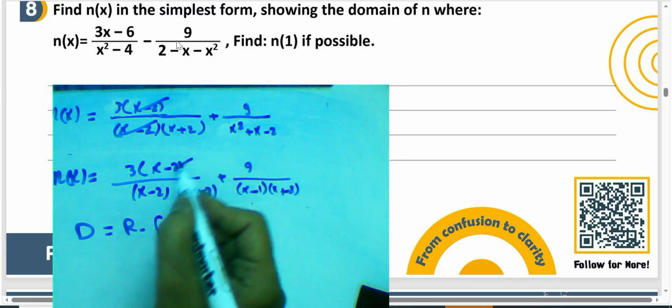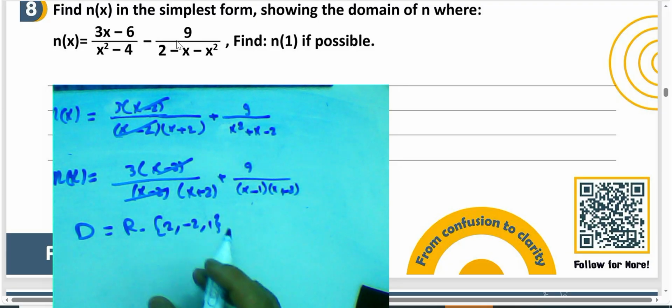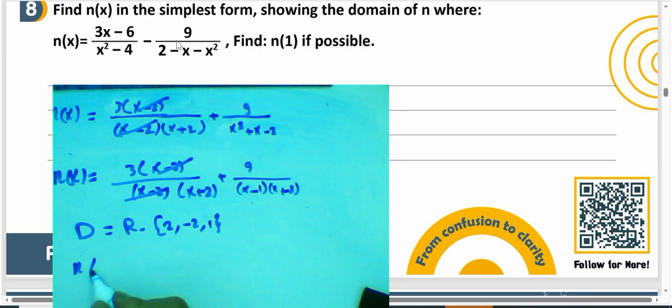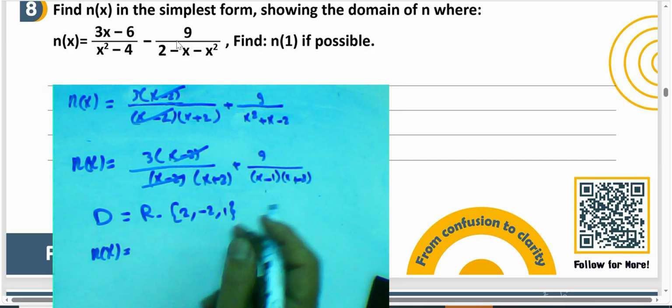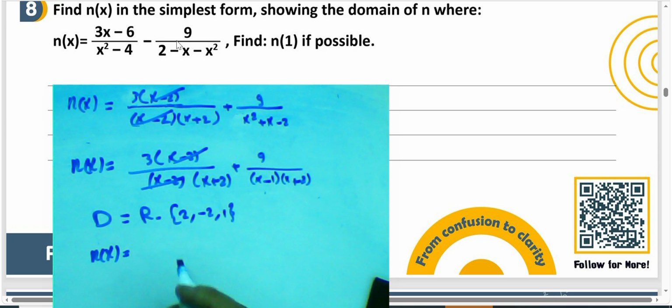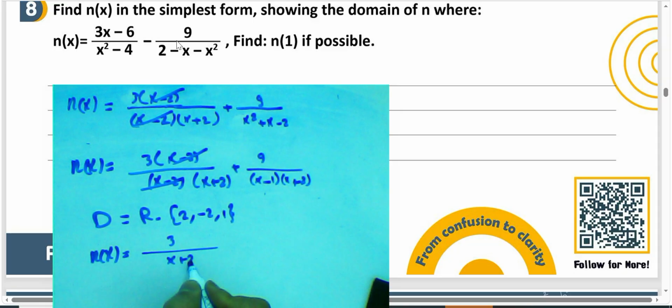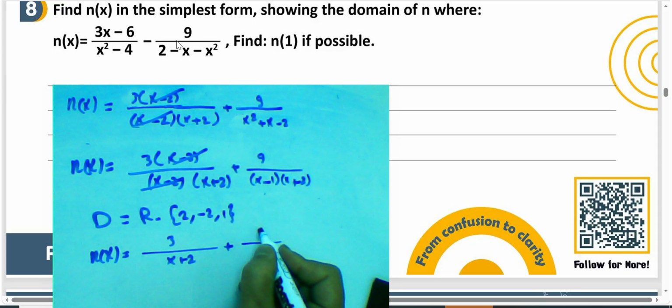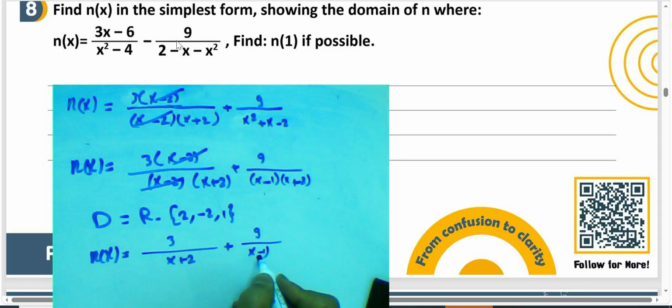Now you can simplify it. When you factorize it to find the domain, you can simplify it now, okay? But first step, you can find the domain and then simplify it. Don't simplify it first, or you will forget the domain. If you do this, you will forget to find the domain about 1, R subtract by 1, okay? And then you can write 3 over x plus 2 plus 9 over x minus 1 times x plus 2.